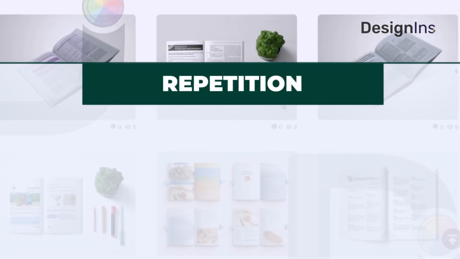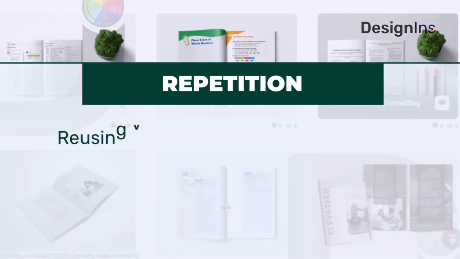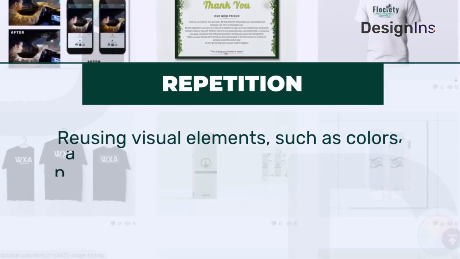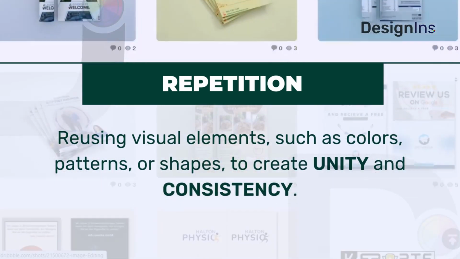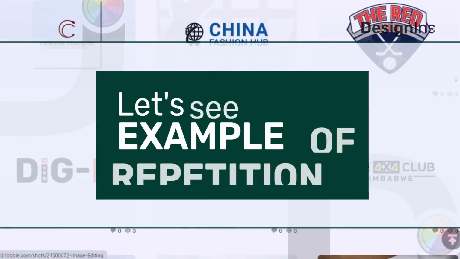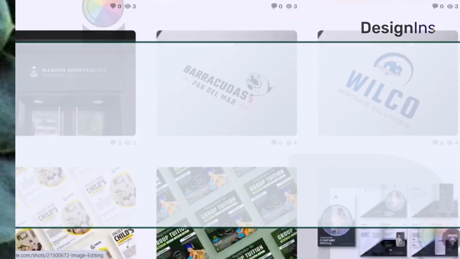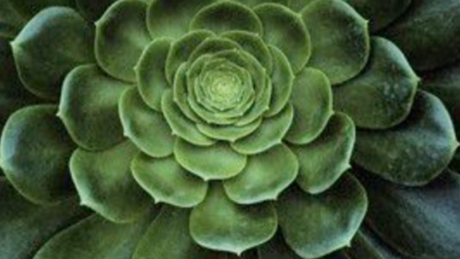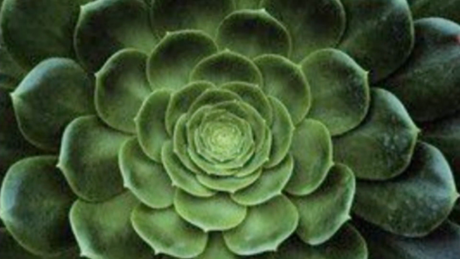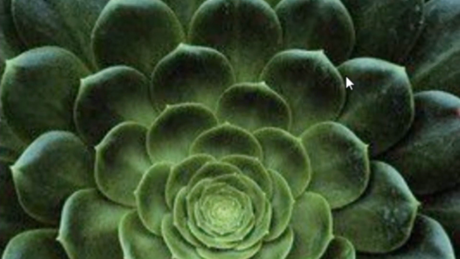Next principle of design is repetition. Repetition is reusing visual elements such as color, pattern or shape to create unity and consistency in a design. Let's see the example of repetition. See, here is the example of repetition in nature. It has been using just a leaf again and again, creating wonderful interest overall.